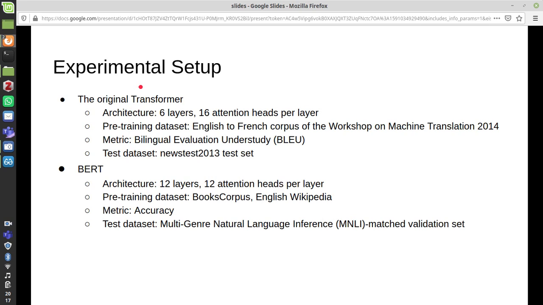They basically performed two experiments. The first one was with the original transformer with 6 layers and 16 attention heads per layer in the machine translation task. And the second experiment was with BERT, which was a big breakthrough in NLP 2 years ago, with 12 layers and 12 attention heads per layer.